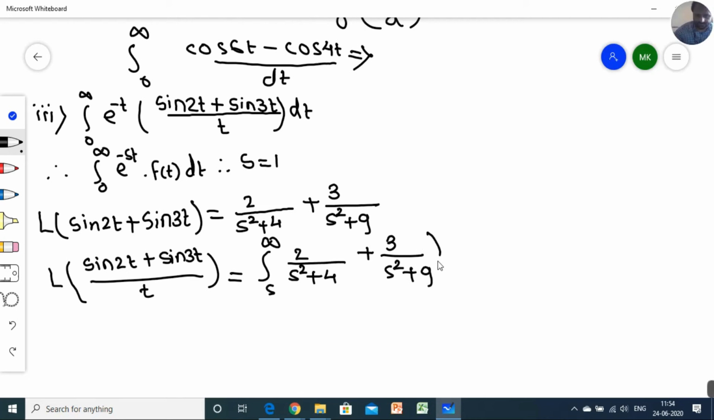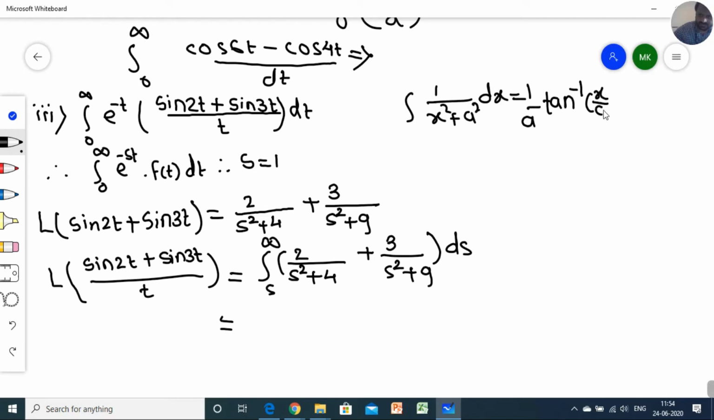So this will become into ds. So this will become what? We can integrate, or you can use the function 1 by x square plus a square into dx, which is 1 by a tan inverse of x by a, because here in the numerator it is a constant term.